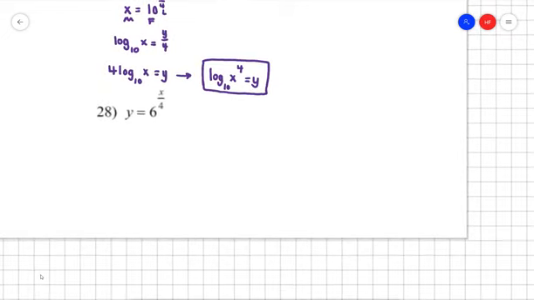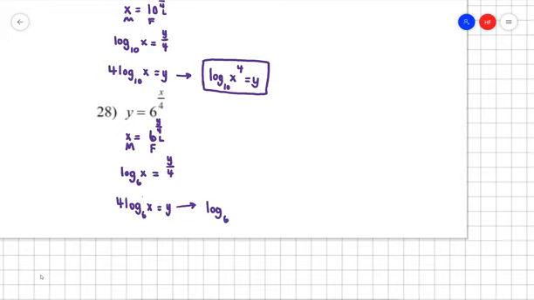And then the same idea on 28. We got x equals 6 to the power of y over 4. When we switch them, my base is always my base, first, last, middle. Log base 6 of x equals y over 4. Multiply by 4. 4 log base 6 of x is equal to y. And then I'm going to change that 4 to an exponent. Log base 6 of x to the 4th is equal to y.